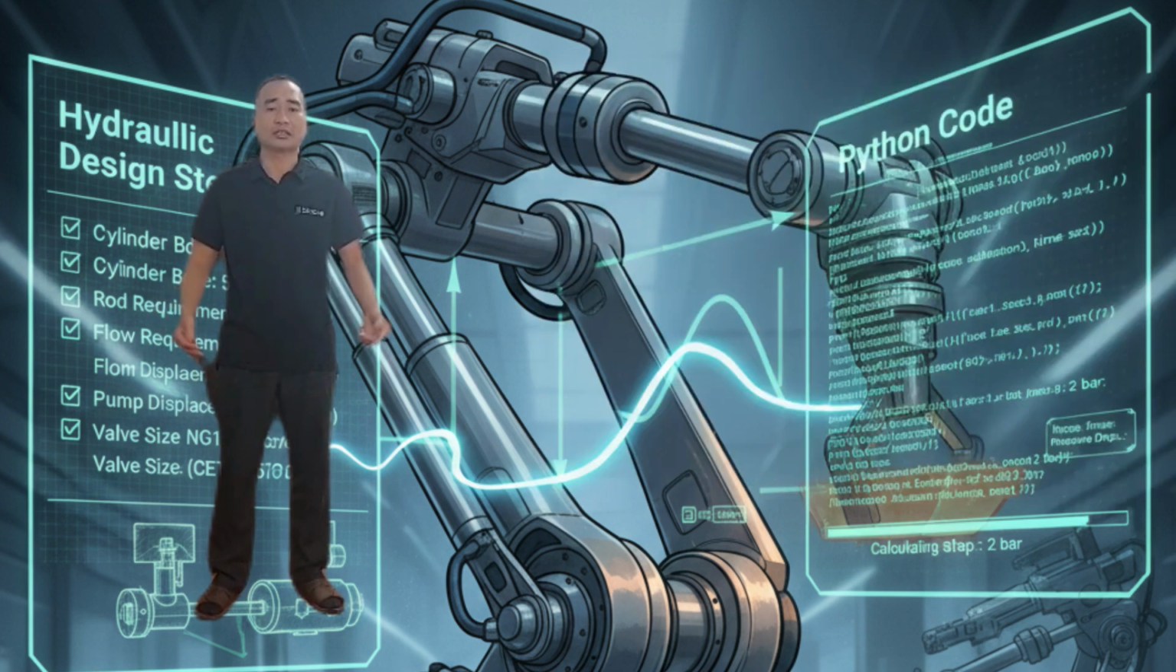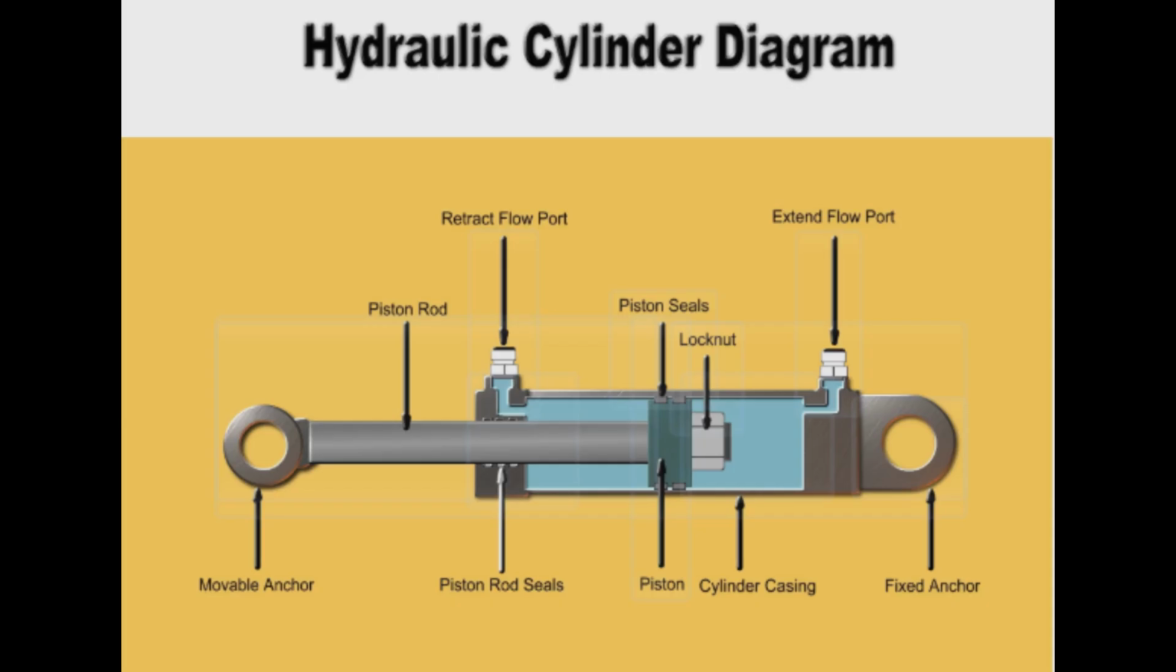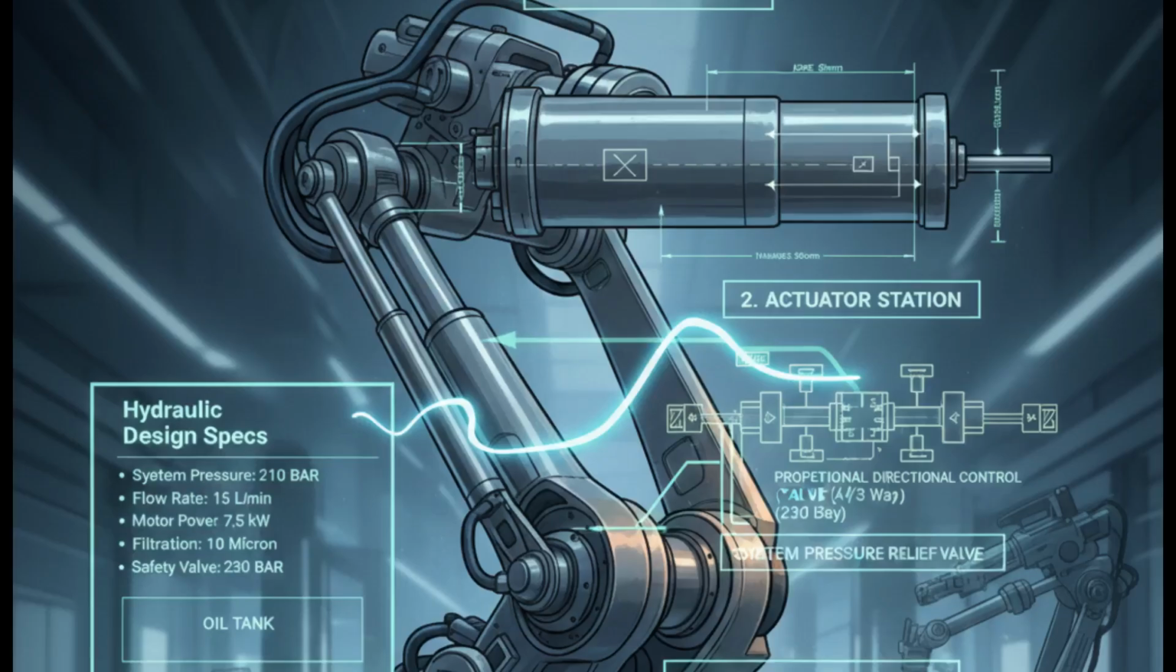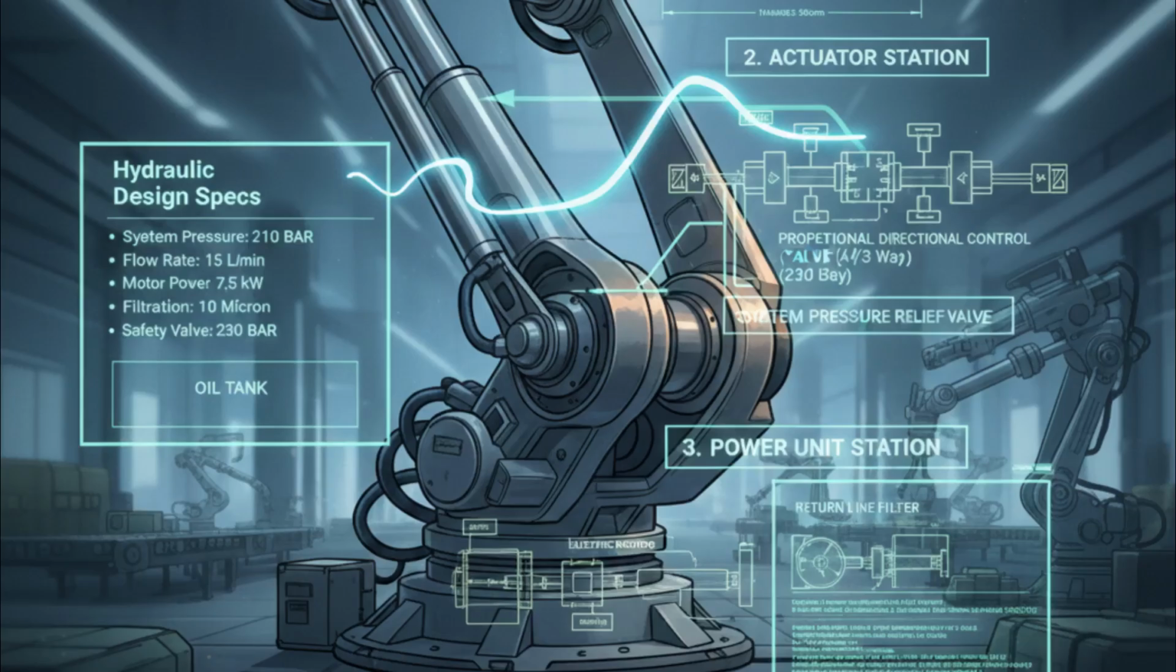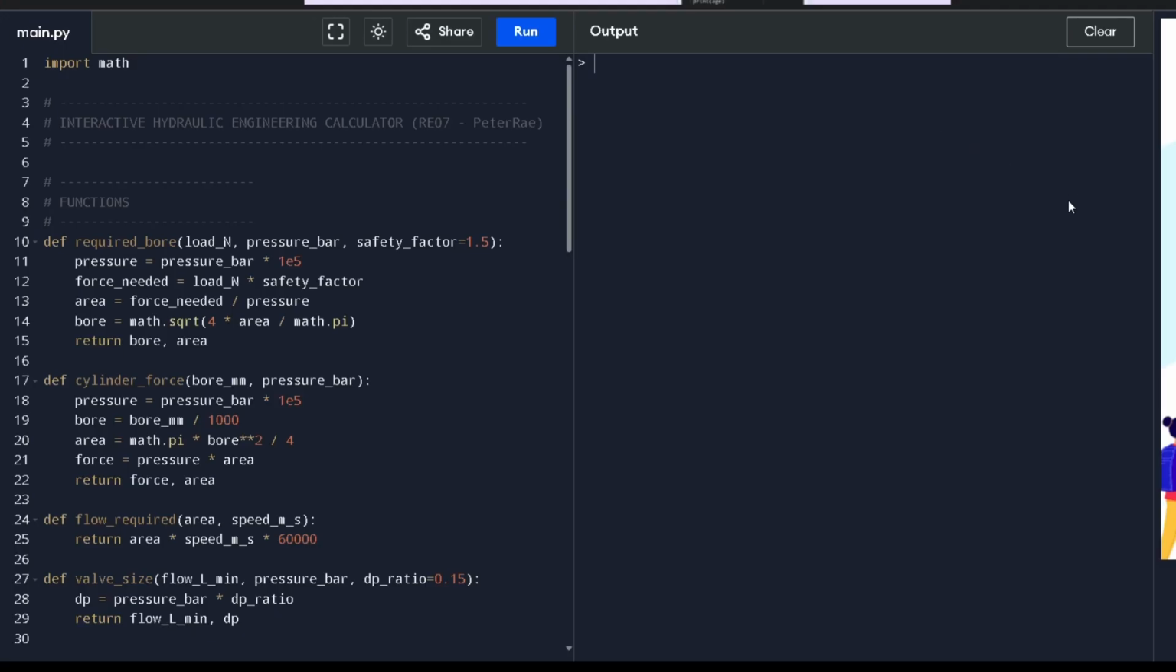Let's get started. Hydraulic engineering is one of those fields where you deal with lots of numbers, lots of relationships between pressure, flow, force, and velocity. Engineers have formulas for everything, but no one wants to calculate them by hand every time. That's where Python comes in. Python is not just a programming language, it's a calculator that never gets tired. It's a simulation tool. It's a digital lab.